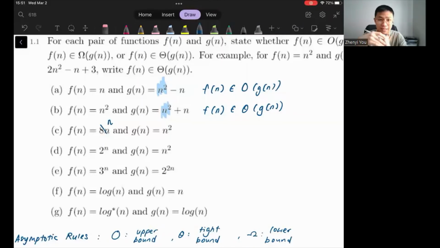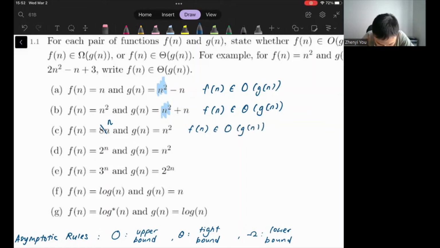Okay, for 1c, recall that we can ignore the constant multiplicative factor. So in this case, f of n will just be reduced to the linear term n. And this is just the comparison that we have done before in 1a. So again, f of n can be big O upper bounded by g of n.